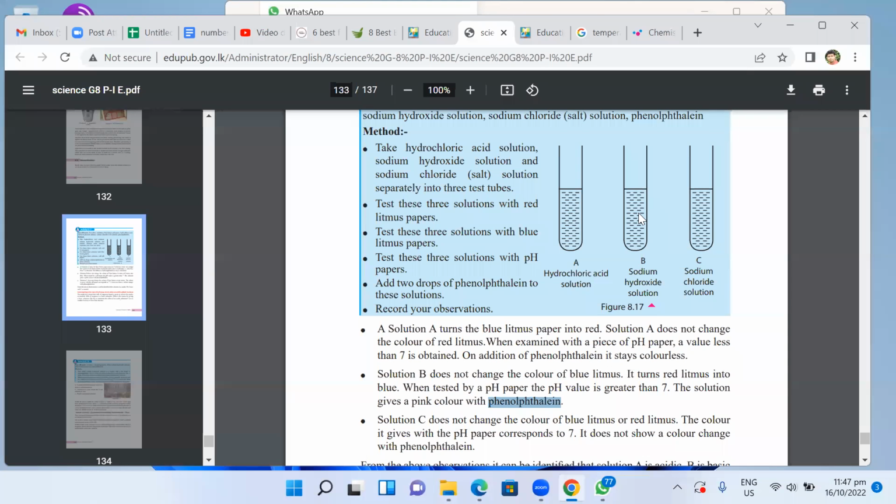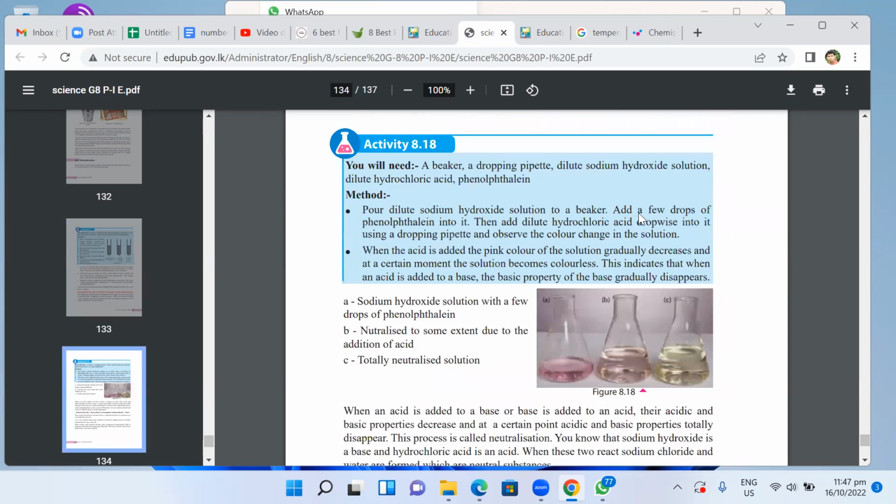That is one thing, and you can test that same situation using blue litmus and red litmus. It will not show any color change at that point. Then we can say it is pH 7. That is what the neutralization reaction is.